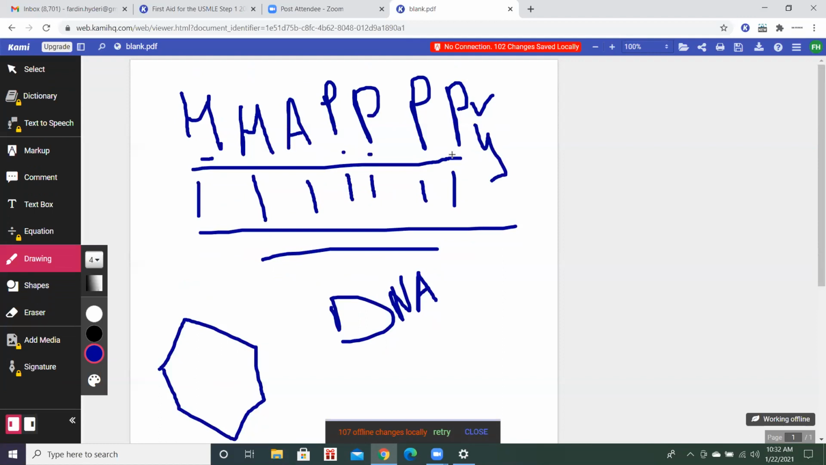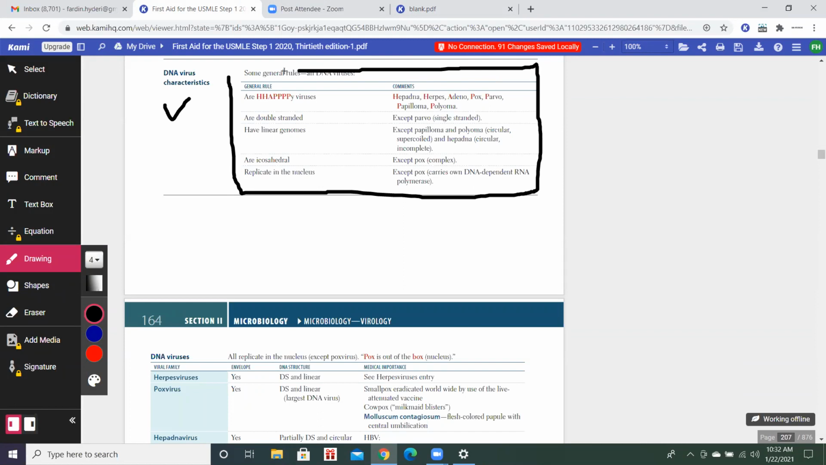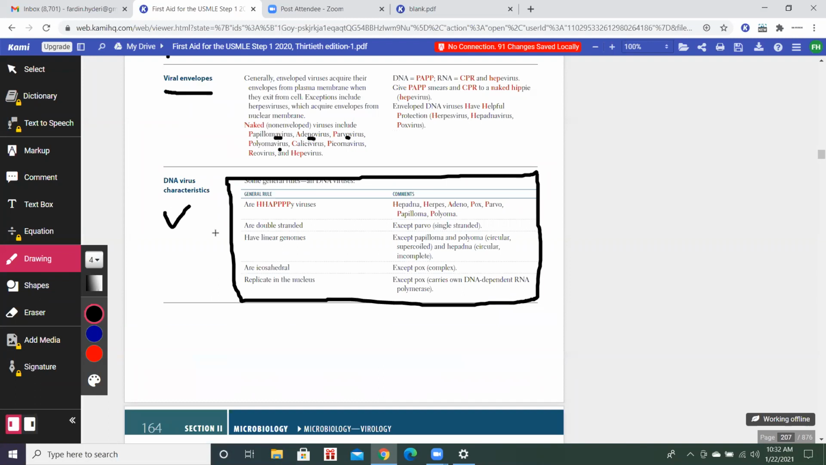This is not something I made up by myself, obviously. It's in First Aid. I just said the exact same thing that First Aid has mentioned, except that I said it from my own knowledge. But the confidence with which I have just said it, I need you guys to have that same level of confidence when you learn this, okay?